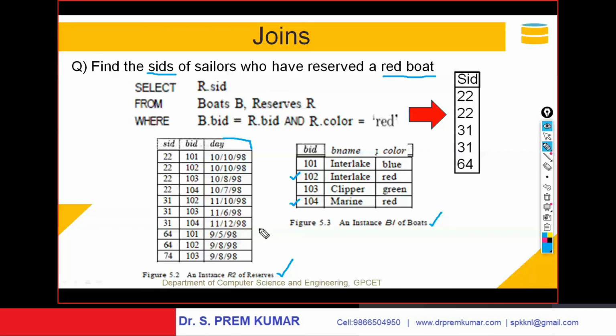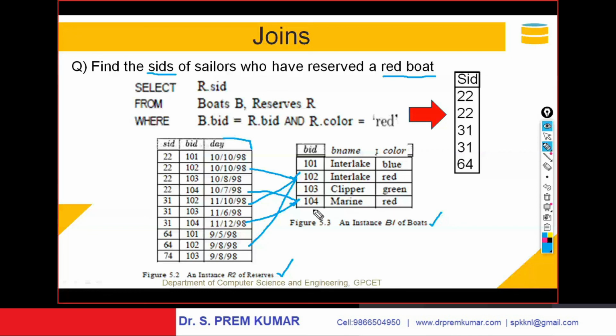R is the reserves table. So 102 and 102 get connected. Why am I taking 102? Because that is a red boat. 102 and 102 get connected. 104 is also a red boat, so 104 and 104 get connected. That's all. 104 is reserved by 22, 104 is reserved by 31, 104 is reserved by 31, 104 is reserved by 22.